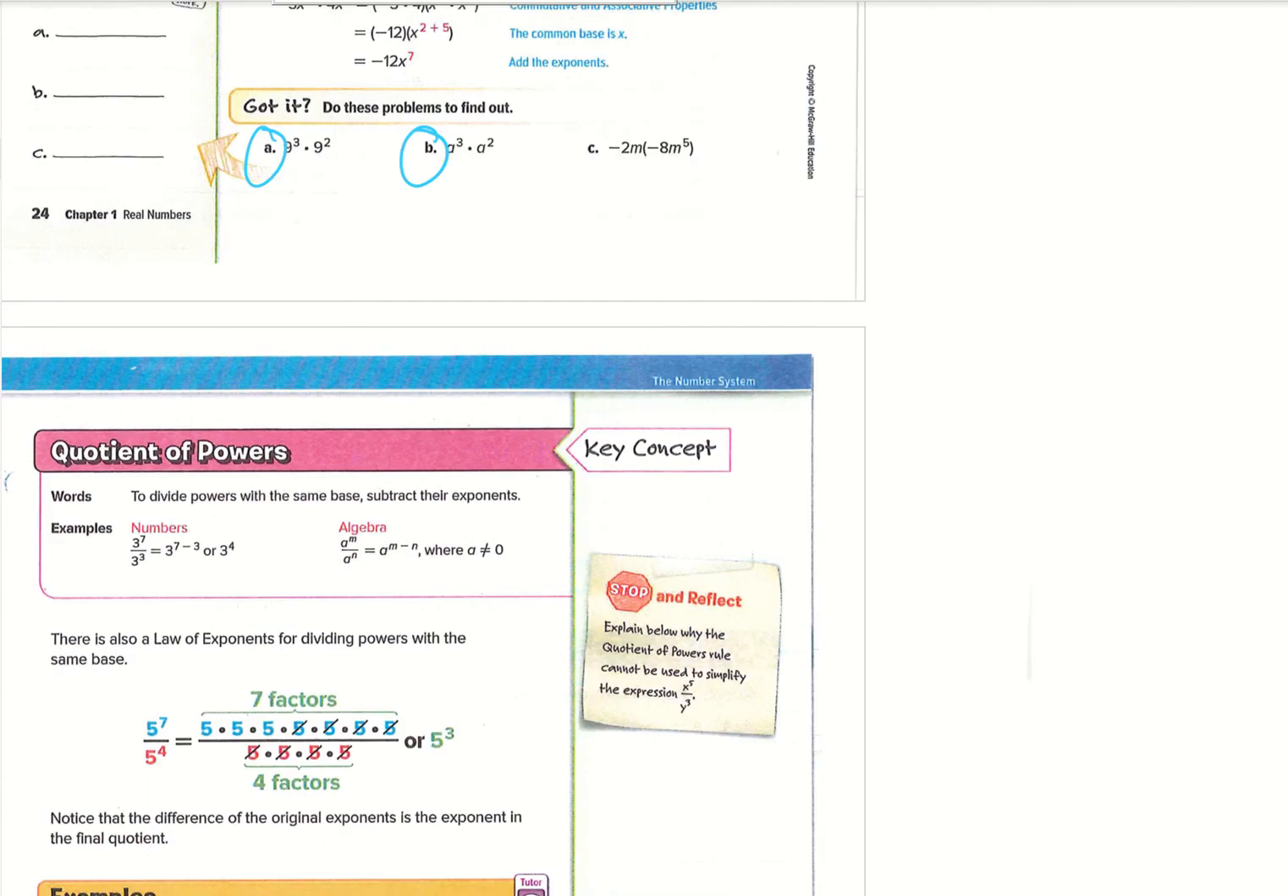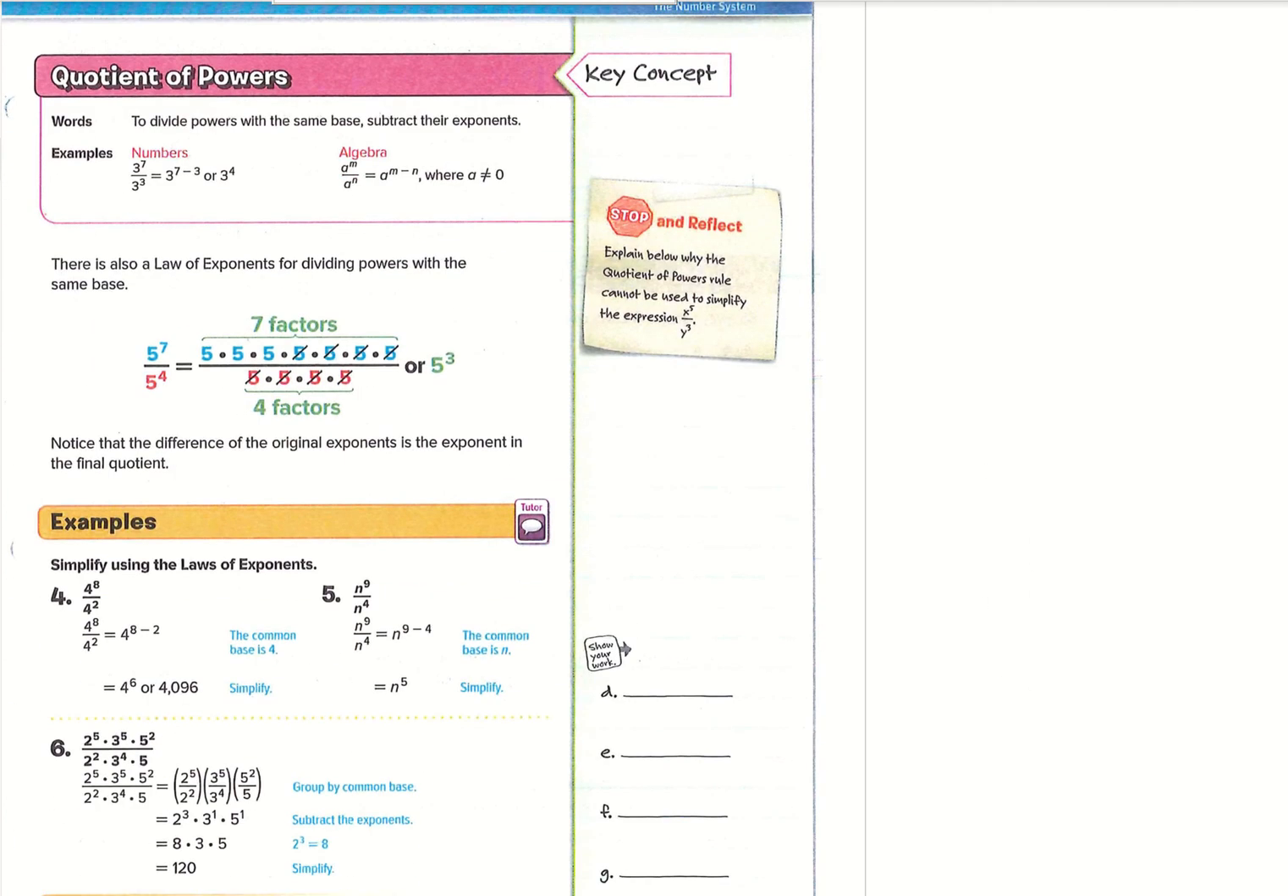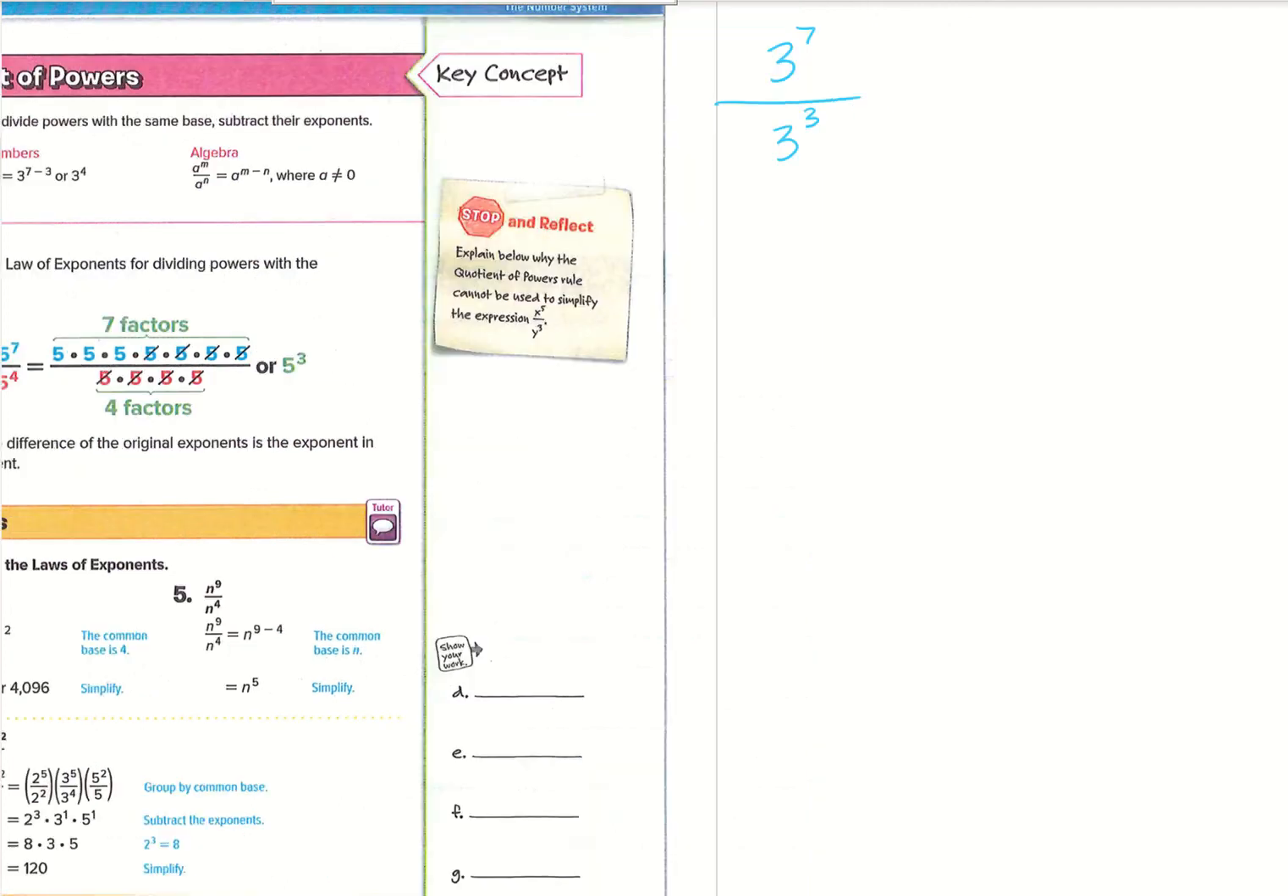Now we are on page 25. The same way when we multiply two exponents that have the same base, we're going to subtract when we're dividing two powers with the same base. The example they give us is 3 to the 7th power over 3 to the 3rd power.